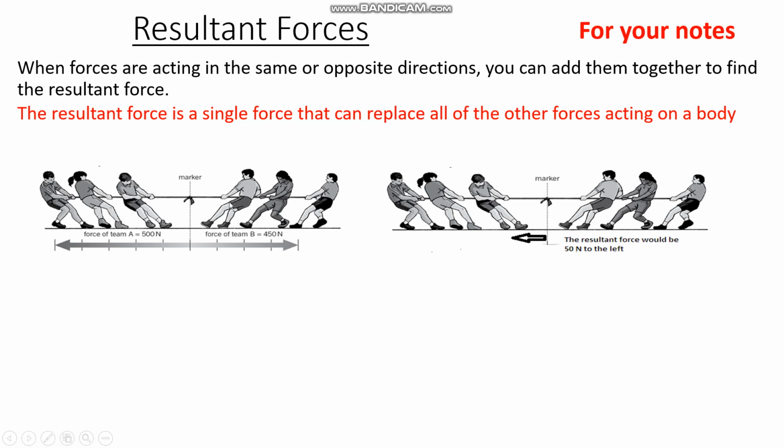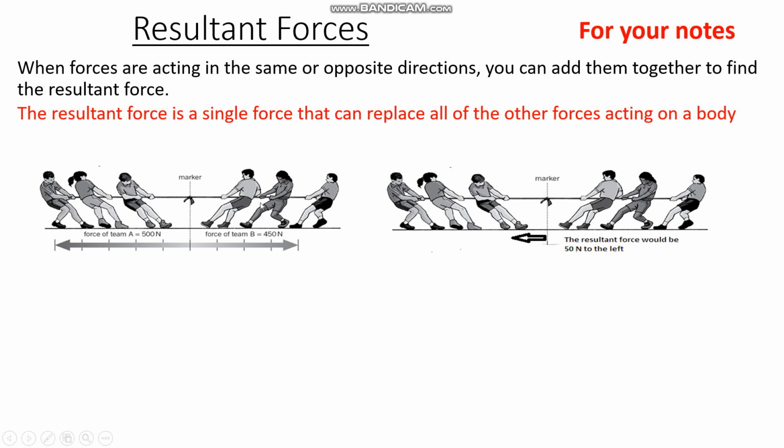50 newtons would be the size of the resultant force, the result of adding those two forces together. Now you might be thinking that 500 plus 450 makes 950. Adding them together doesn't seem to make sense. Well, you've got to take into account their directions. So you could say that that's pulling in a positive direction, so that'd be plus 500. That's pulling in a negative direction, minus 450. So add them together, plus 500 plus minus 450 gives us 50 newtons, plus 50 newtons in a direction to the left. Okay, so that single force has now replaced the two forces there.